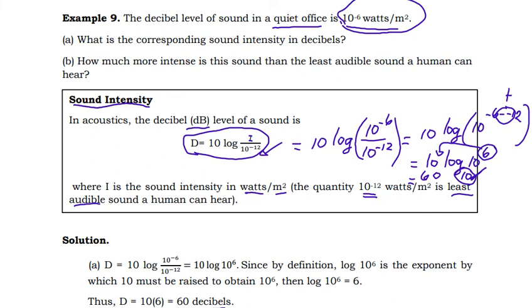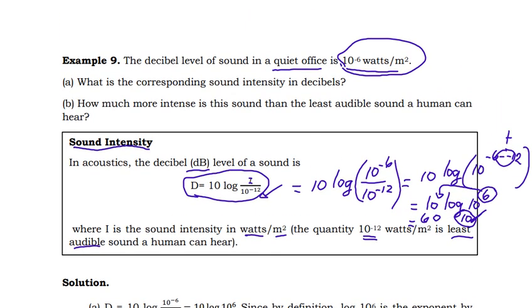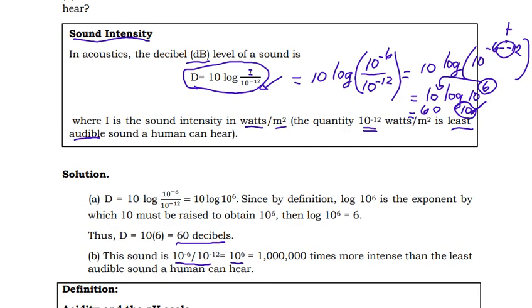So the question is, how much more intense is the sound than the least audible sound a human can hear? We use the baseline, which is 10 to the negative 12, and therefore we have 10 to the negative 6 over 10 to the negative 12. That is 10 to the power of 6, or 1 million times more intense than the least audible sound a human can hear. So that is the sound intensity in decibels of a quiet office. That's only a quiet office, what if it is really noisy.